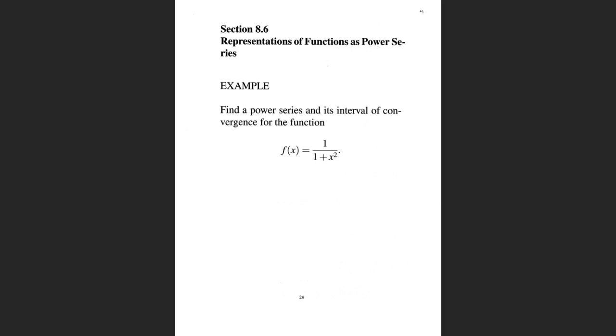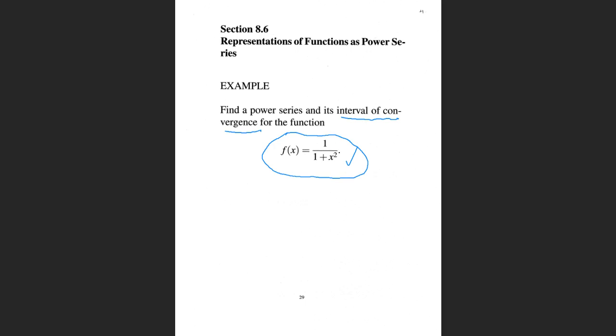So here's your function. F of x equals 1 divided by 1 plus x squared. And we want to express that function as a power series. Now, we already talked in section 8.5 about an interval of convergence. So when you have an interval of convergence for a power series, that's the interval of x values over which the power series converges. So if we're going to come up with the power series for this function, then we certainly need to know the interval of convergence for that power series.